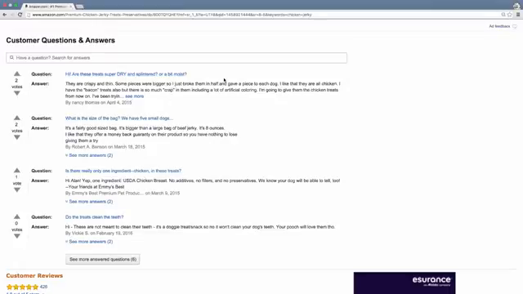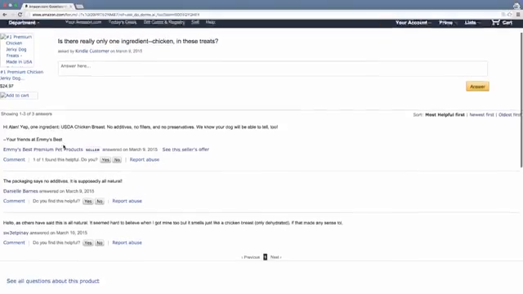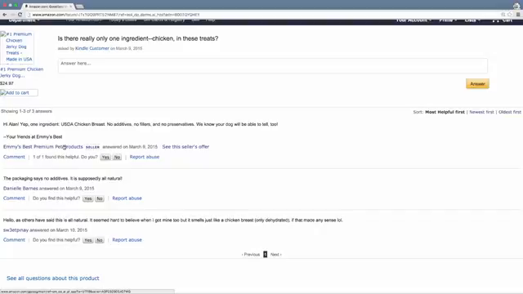Second thing that is really important to make sure is that you have the right answers for the questions. Now, sometimes it makes sense for you to answer the question and have your answer voted up, and you can do that by clicking on the question. This one says, is there really only one ingredient, chicken, in these treats? So you see here there's 3 answers. This one is by us, and you see the little seller icon there. It says, hi Alan, yep, one ingredient. There's also one that says the packaging says no additives, it's supposedly all natural, and a third one that says hello, as others have stated, this is all natural.